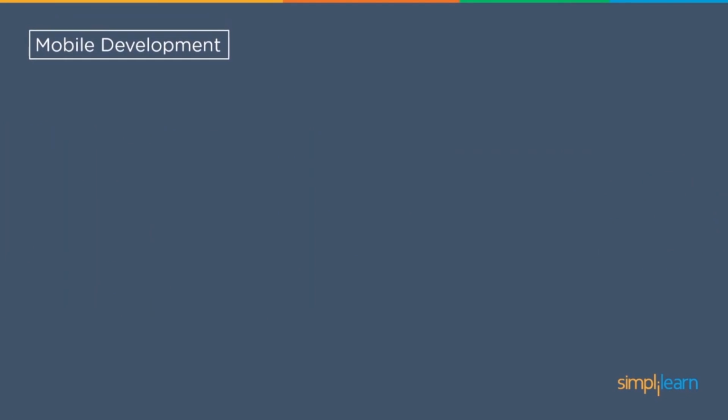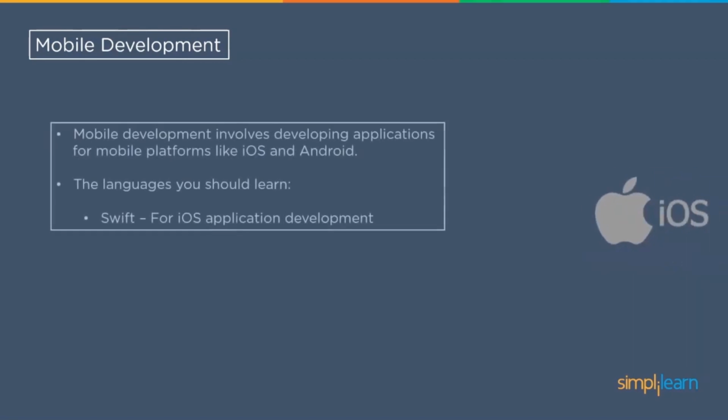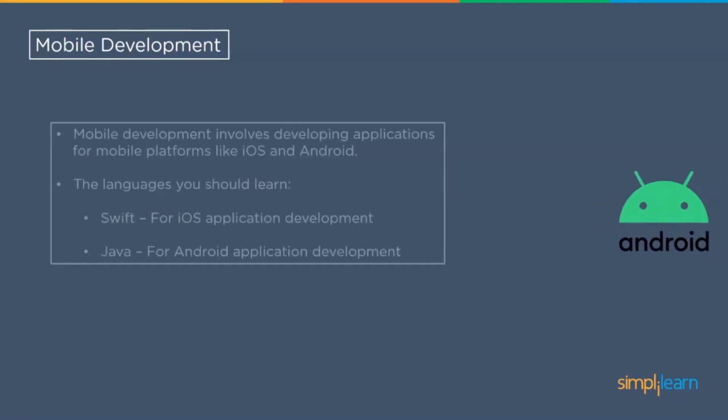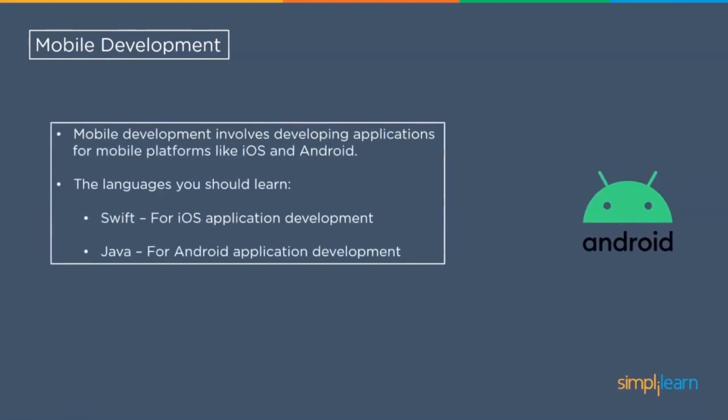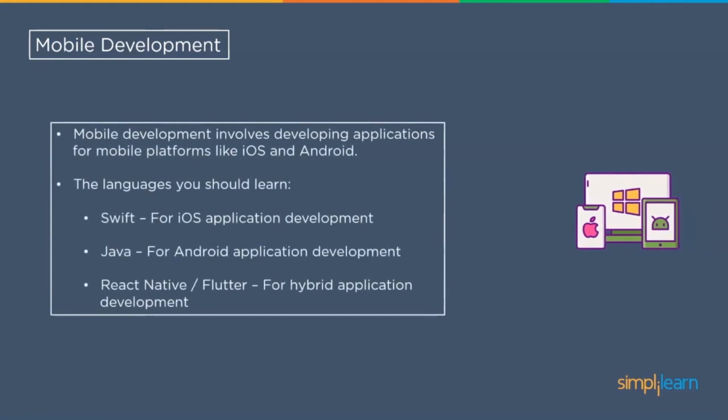Moving on, we have mobile development. Now, mobile application development, as the name suggests, involves development of applications for mobile platforms like iOS and Android. Now, the languages you could learn depend on the platform that you wish to develop the application on. For iOS, there's always Swift. And when it comes to Android, you have Java, which is one of the most popular choices. And if you wish to develop applications that run on both these platforms, there are frameworks like React Native and Flutter that are used for this purpose.